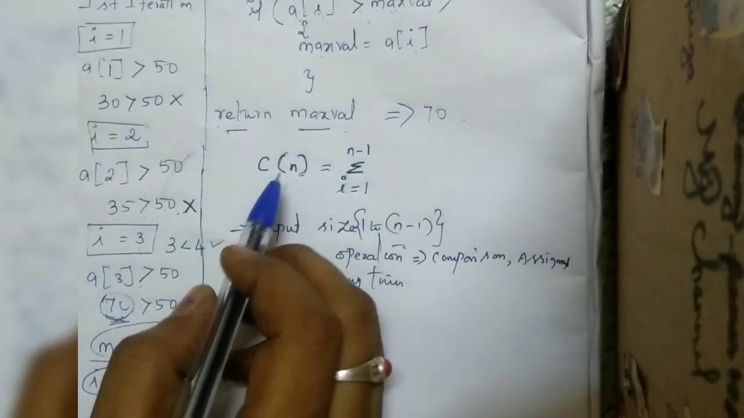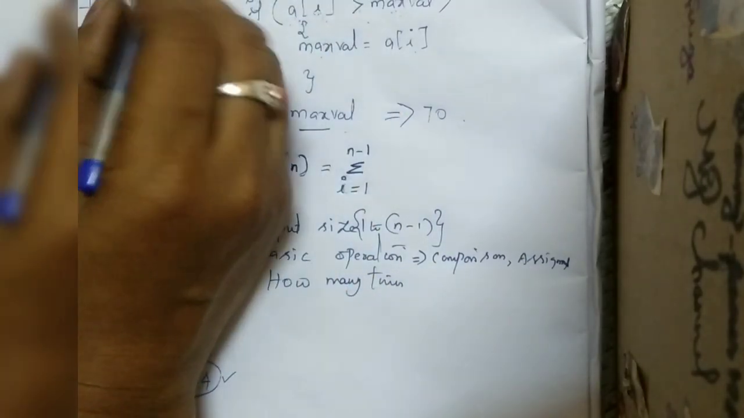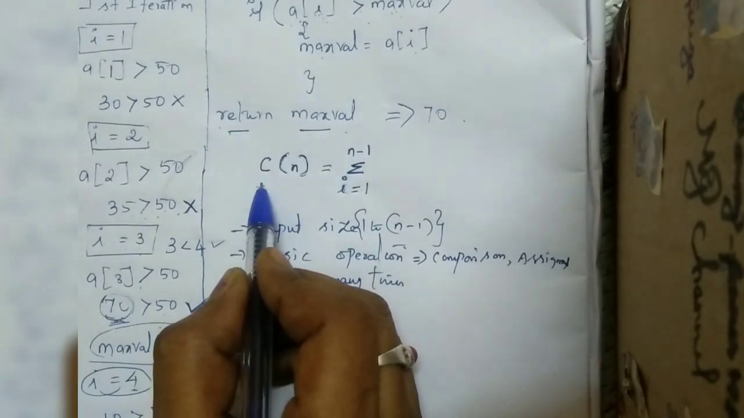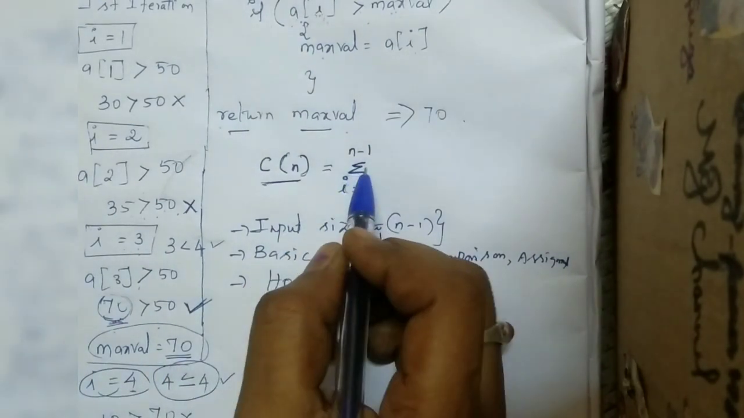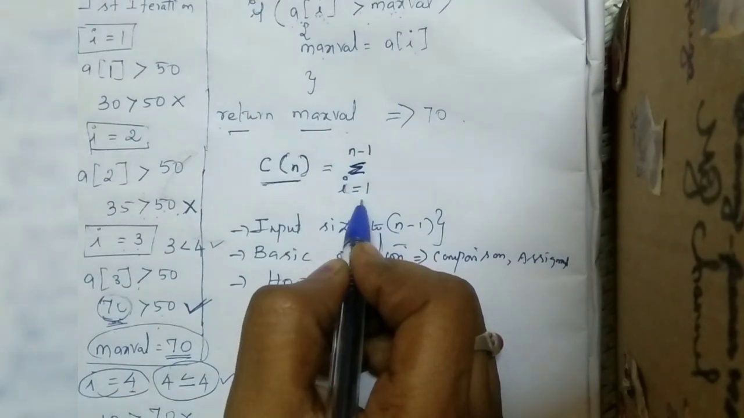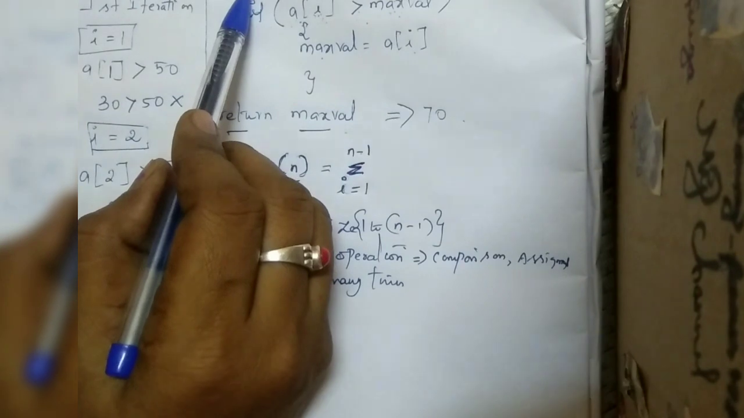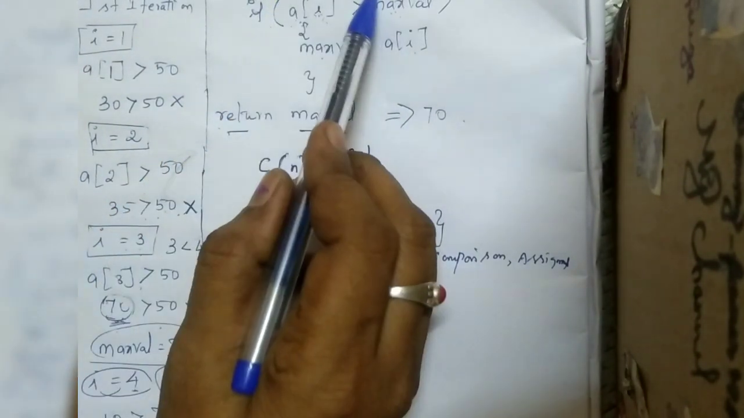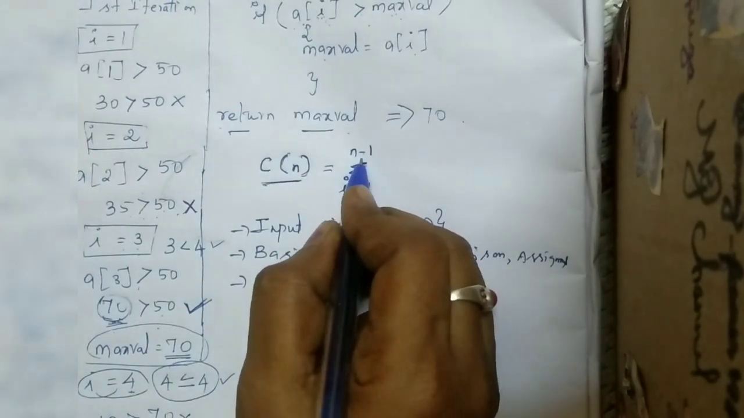Now we have to find out the time complexity of this non-recursive algorithm, which is finding the max element. When we want to find the time complexity, we can represent it in terms of C of n. For that we have to write a summation with a lower limit and an upper limit, which we can take from this for loop: 1 to n minus 1. So we can write it as i equal to 1 to n minus 1.